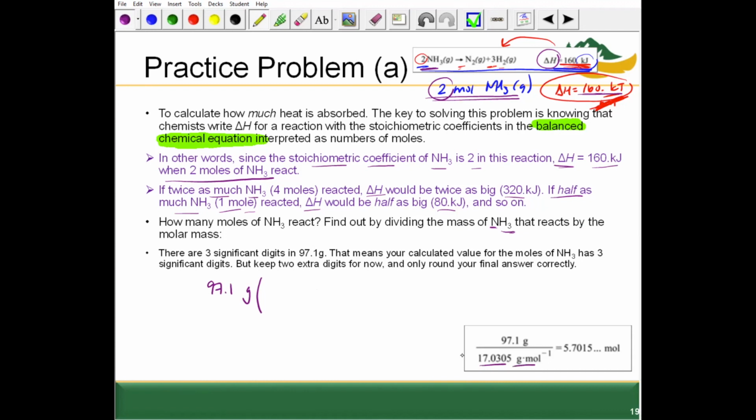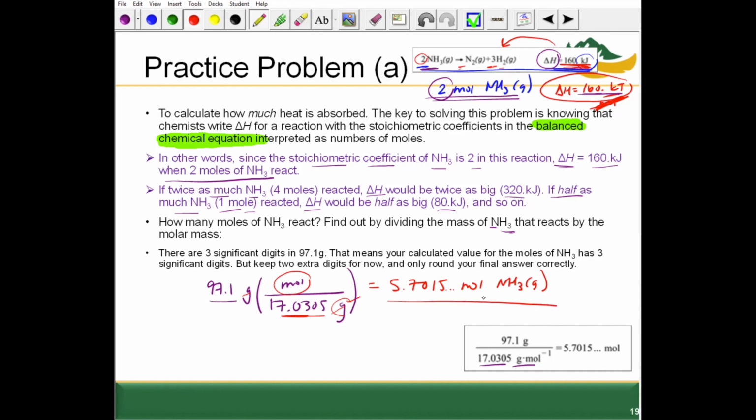17.0305 grams per mole. To orient the molar mass correctly to get moles of ammonia, we need to put grams and grams in the correct place so they would cancel out. So again, molar mass down here in the denominator. So this many grams per mole. Then we're left with just moles of ammonia. That calculates to 5.7015, without rounding yet, moles of ammonia gas. So we have this many moles of ammonia gas.